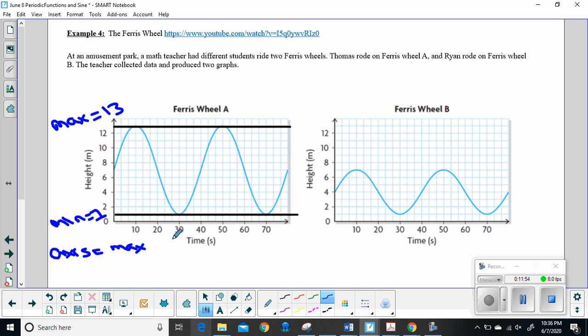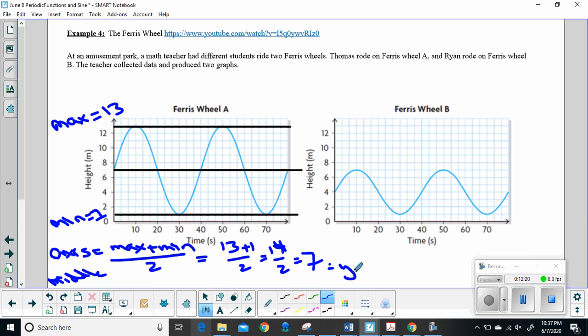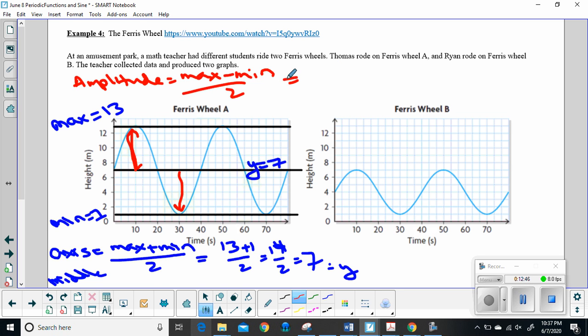So the axis is max plus min divided by 2. So 13 plus 1 over 2, 14 over 2, that gives me 7. So I can draw a line through at 7, and that should be the middle line. So the axis, that's the middle. So at y equals 7, that's my middle line here. y equals 7, that's my axis. Okay. My amplitude is the distance from that line up to the top or down to the bottom. So my amplitude is going to be my max minus my min and divided by 2. So let's see, that would be 13 minus 1 over 2, 12 over 2, oh, 6. And if I count that out, oh yeah, my amplitude is 6.